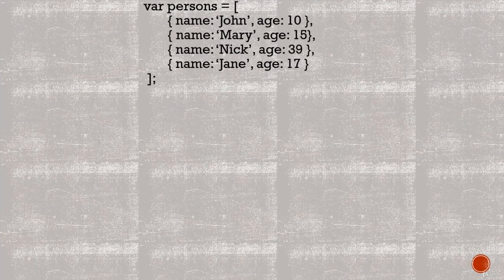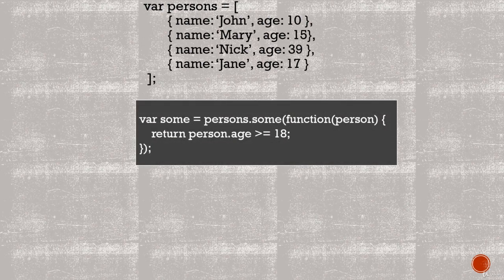Let's go ahead and talk about the some helper. So here we have an array of persons, but in this case with different ages. Also here we have the some helper. On the first iteration, the function is executed for the first object, John. His age is 10, therefore the condition is false, and the some helper returns a false value. Unlike every helper, it continues and moves on to the second iteration. The function is executed for the second object, Mary. The condition is still false, and again, the some helper returns a false value.